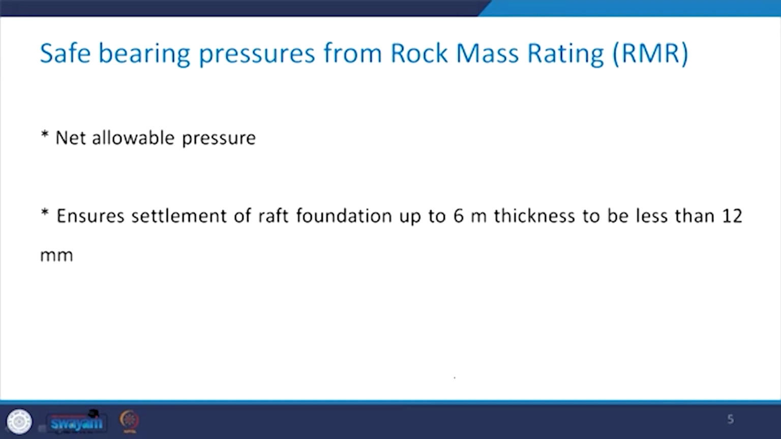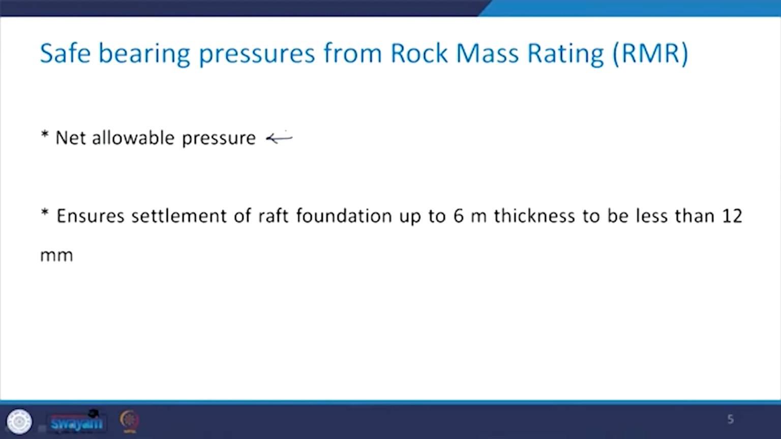Let us take a look at how we can determine the safe bearing pressure from the rock mass rating. The earlier table gave you the overall idea that if you have some typical types of rocks present in the field, then some values can be assigned as the net safe bearing pressure. Now, this is based upon the rock mass rating. You already know how to determine the rock mass rating. So, from here we get the net allowable pressure.